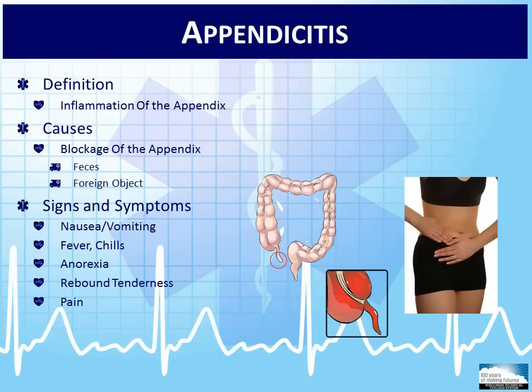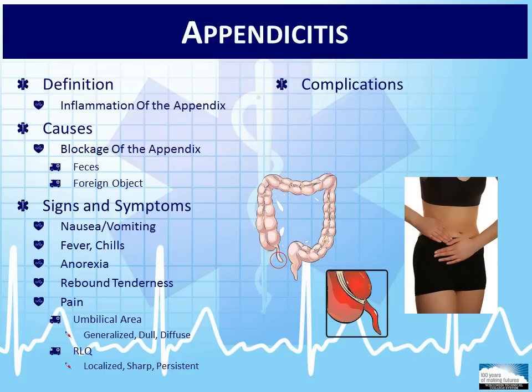To assess for rebound tenderness, press down gently and firmly in the right lower quadrant and remove the pressure rapidly. If the patient experiences pain when the pressure is released, he or she is said to have rebound tenderness. These patients may initially experience generalized, dull, diffuse pain around the umbilical area, which later progresses into sharp pain commonly localized in the right lower quadrant.